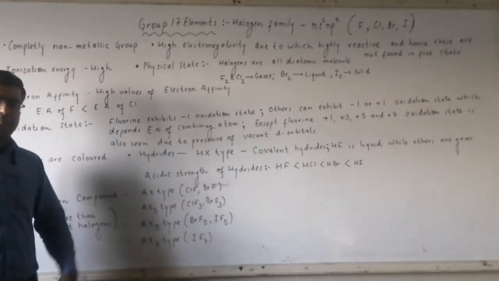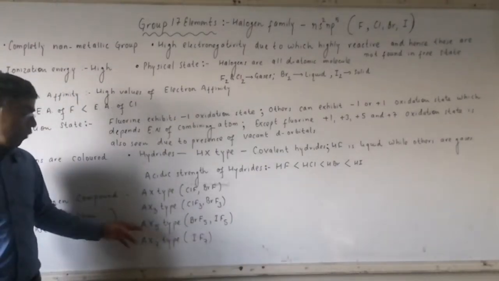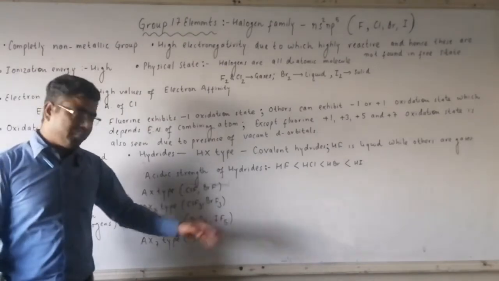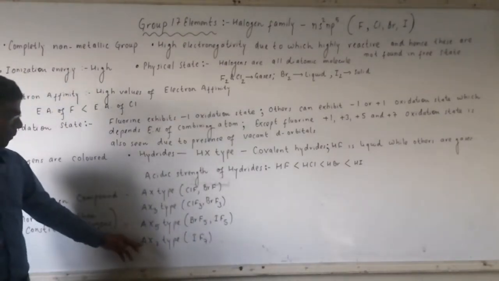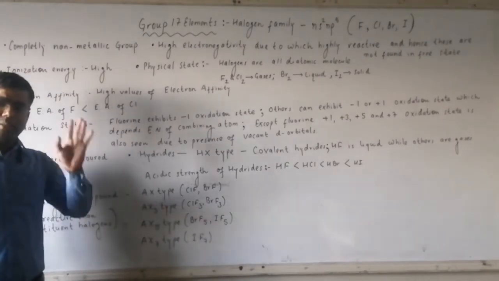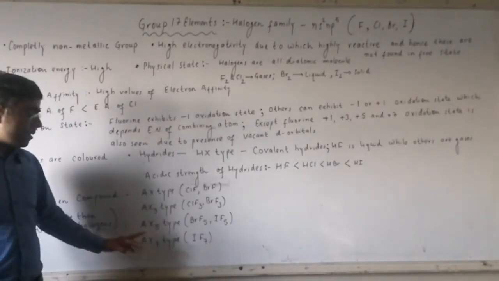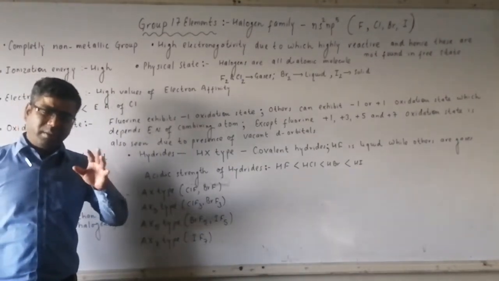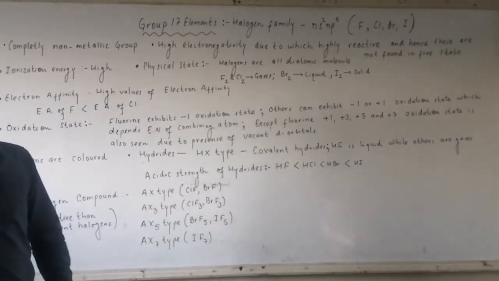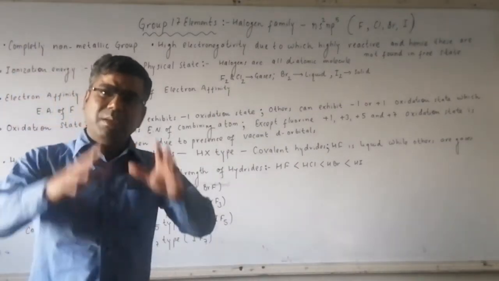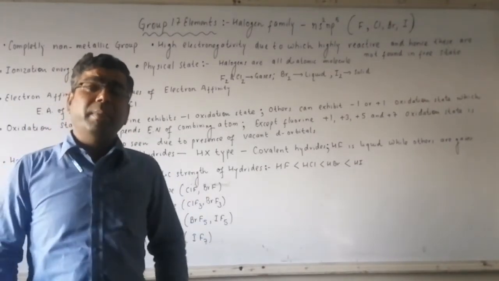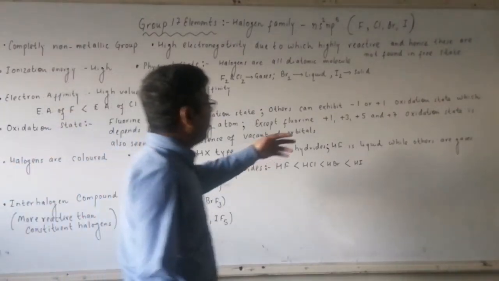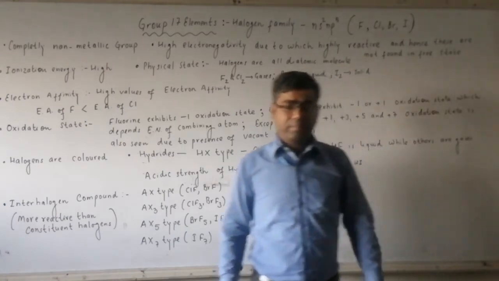Electronegativity of the central atom is less than the surrounding atom. Then we have the AX5 type. We require 5 unpaired electrons. Examples, BrF5, IF5. Then we have the last type, the AX7 type. Only one example, that is IF7. We require 7 unpaired electrons. For creating 7 unpaired electrons, there should be maximum electronegativity difference between the combining halogen atoms. And it is possible between fluorine and iodine.